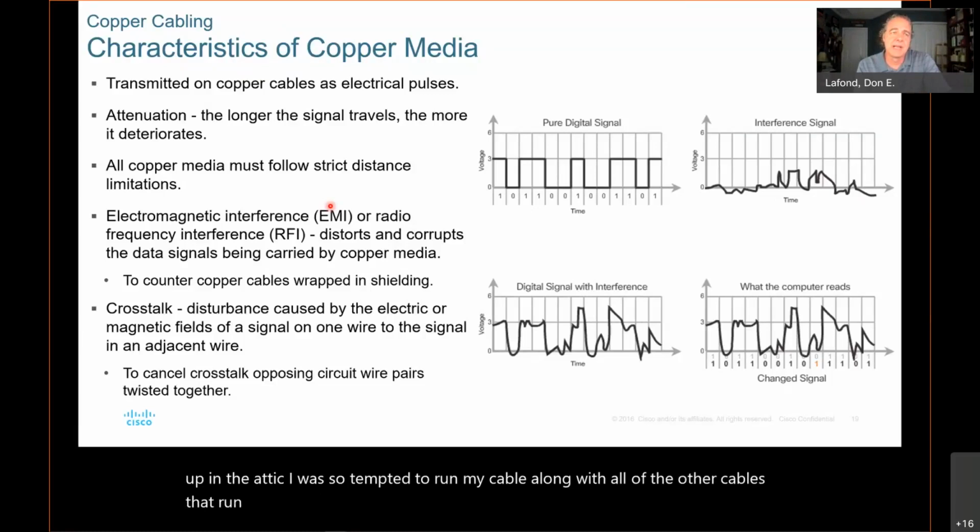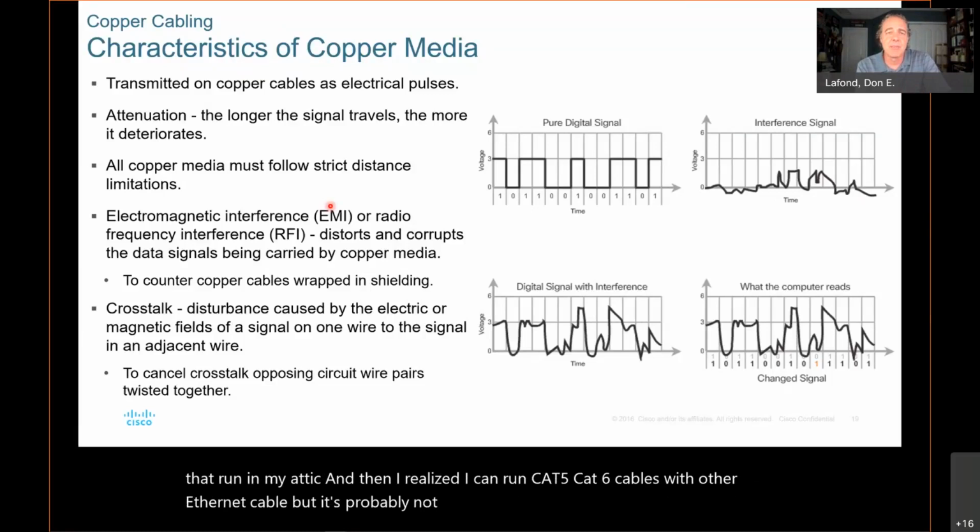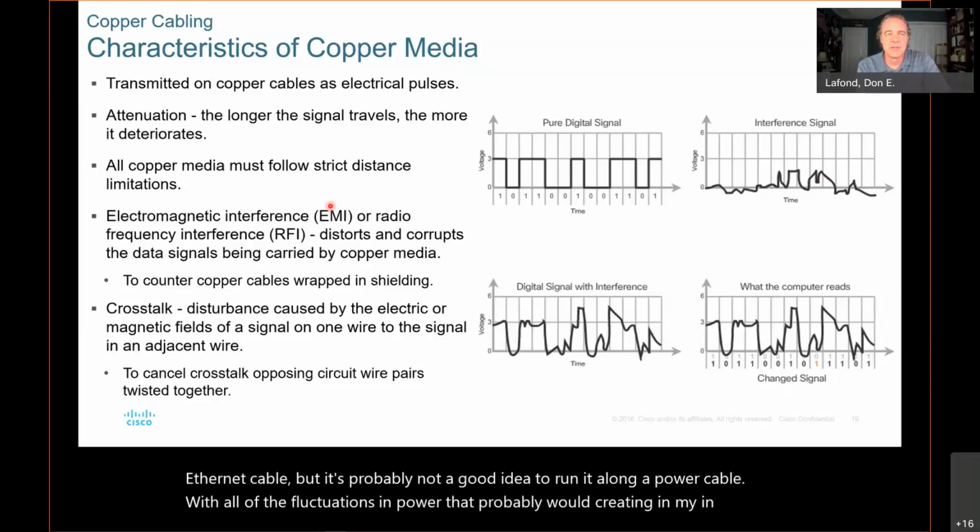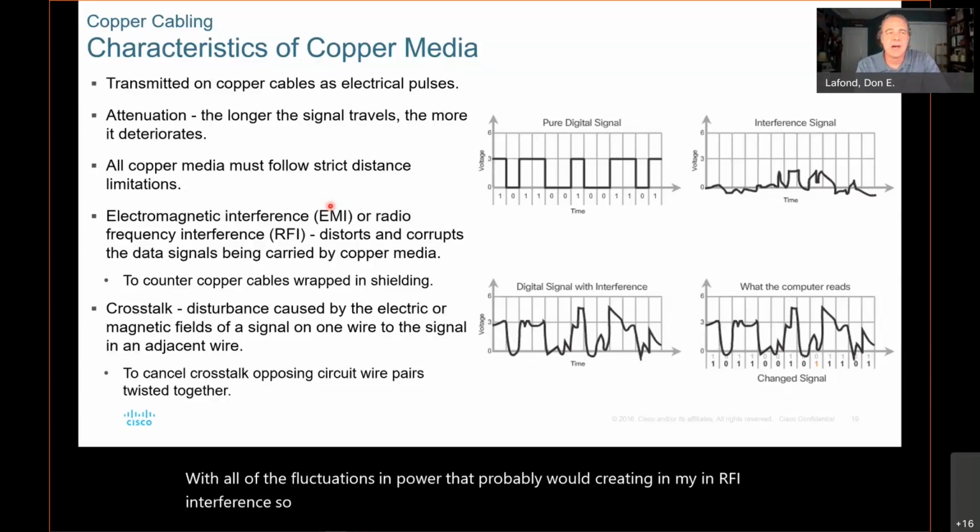And then I realized I can run Cat 5, Cat 6 cables with other Ethernet cable, but it's probably not a good idea to run it along a power cable, with all of the fluctuations in power that would probably create EMI and RFI interference. So I ran that cable all by itself out in the middle of the garage and the attic. And someday people will say, what is this here all by itself for? And there's actually a reason.